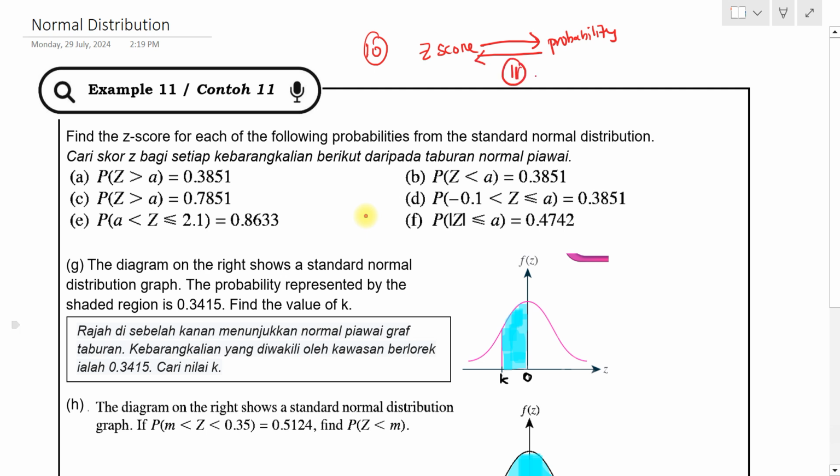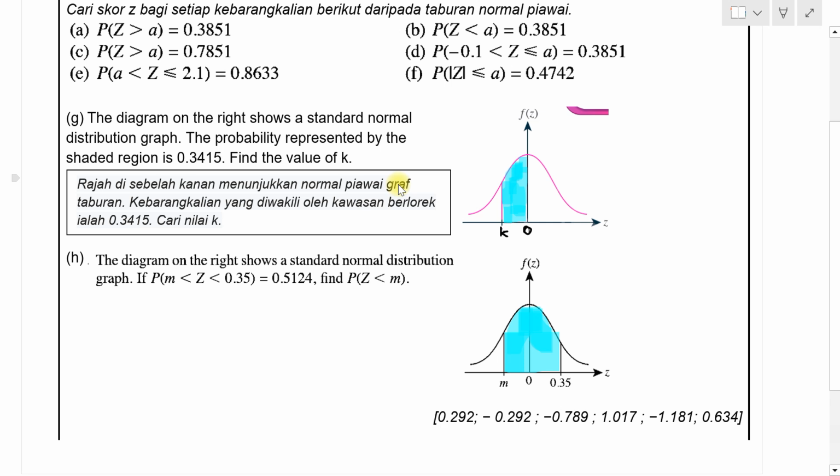There's a difference between example 10 and example 11. If you cannot understand example 10 and 11, you cannot proceed to the next part. So make sure you understand this part very well. I'm going to explain in depth. Let's look at question A.